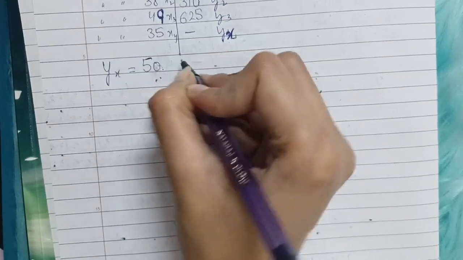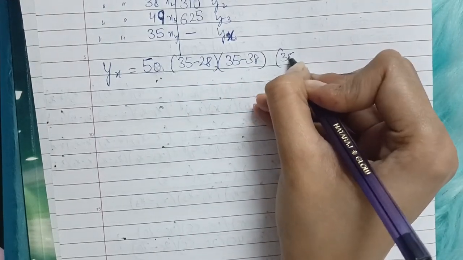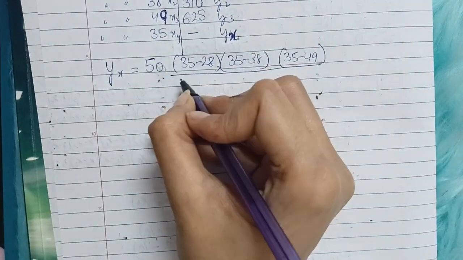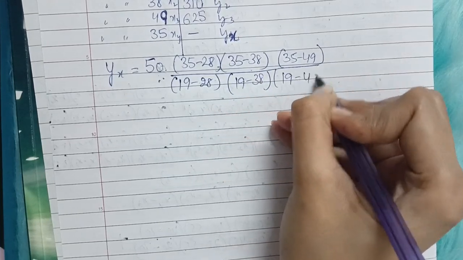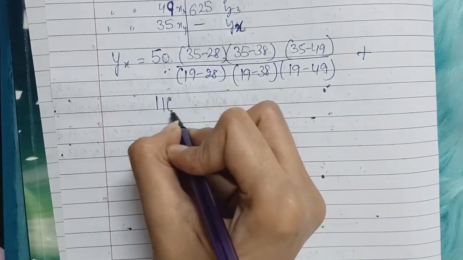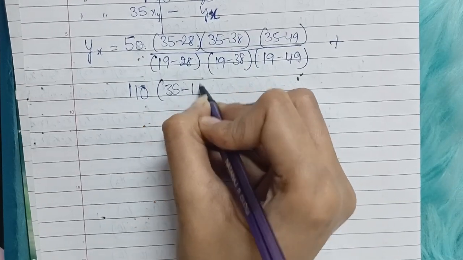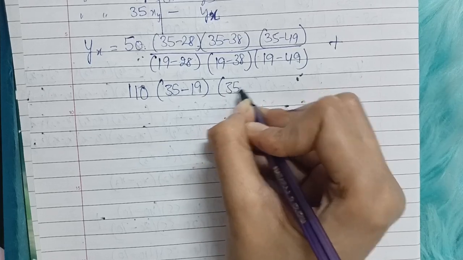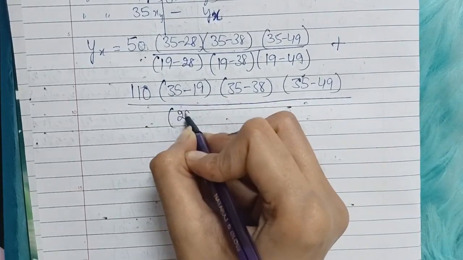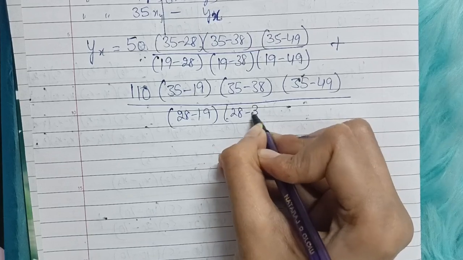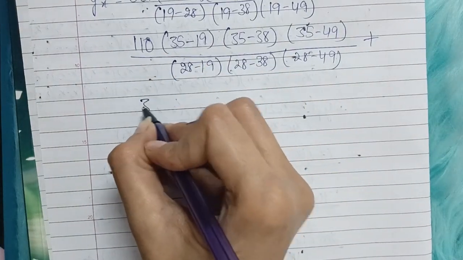Okay, so that is 50, 35 minus 28, 35 minus 38, 35 minus 49, divided by 19 minus 28, 19 minus 38, 19 minus 49, plus the next part is 110. If you are not getting it, then please write down the formula first, so that you would be comfortable with that. 35 minus 19, 35 minus 38, 35 minus 49, whole divided by 28 minus 19, 28 minus 38, 28 minus 49. The formula is quite easy, but you have to remember how you have to apply it, right?